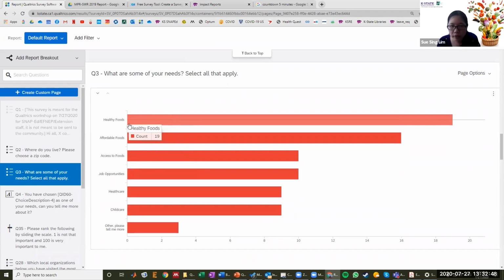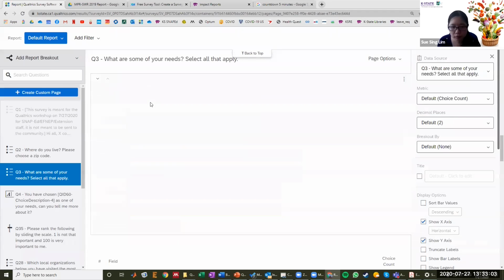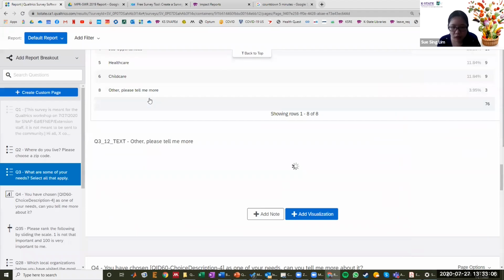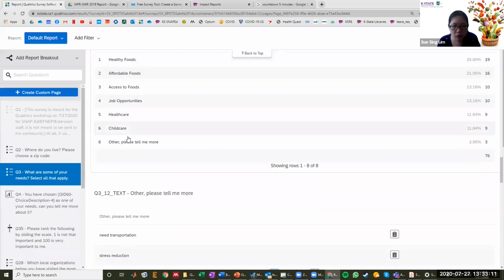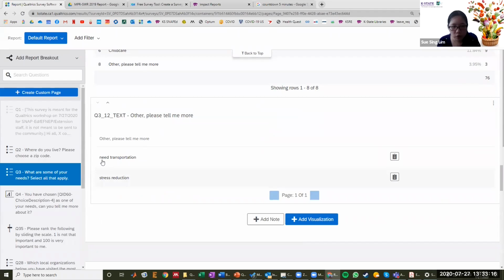Okay, so now we have almost all participants felt that healthy foods is a need, because there are 16 people who chose affordable foods. Again, you can export it. It has the tables. Now, this is where you can look at the text for other. Remember, because we allow other with text entry, so you can see what they write in. So some people say need transportation, some say stress reduction.